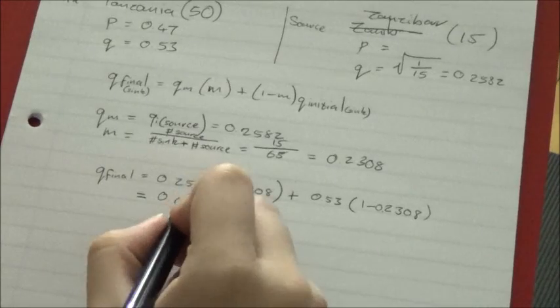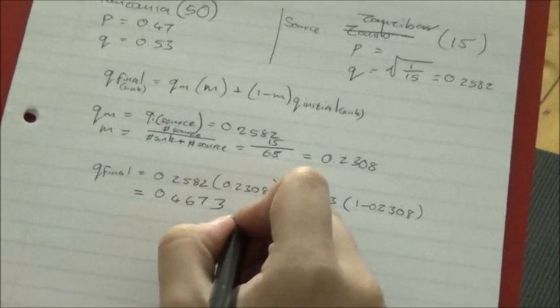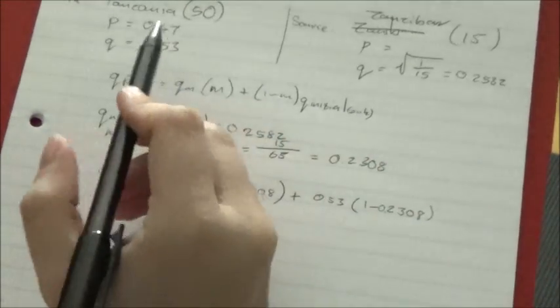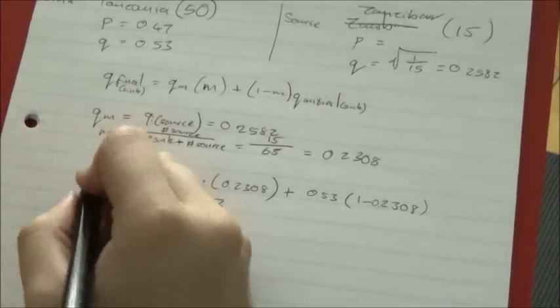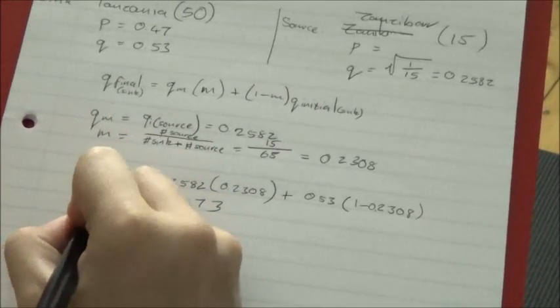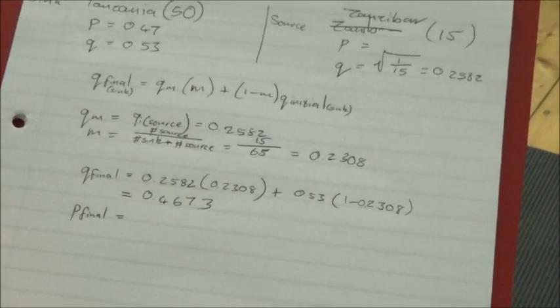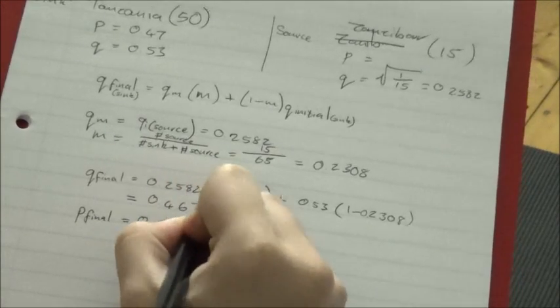This is the Q allele frequency of the population after the migration event, which is made up of the Tanzanian and the Zanzibar population. This means that our P final for the source sink population is going to be 0.5327.